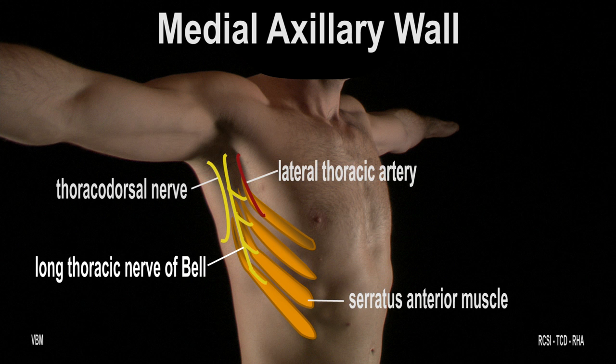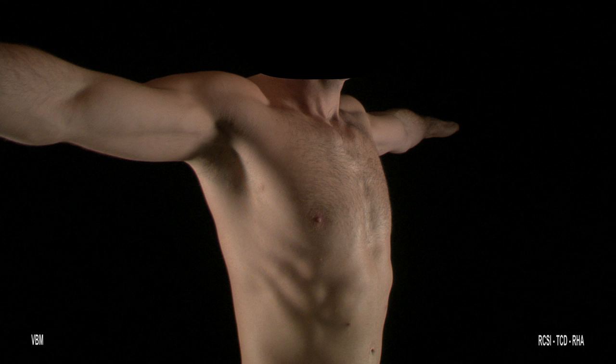Damage to the long thoracic nerve of Bell must be avoided in axillary surgery, for example in breast cancer surgery. If this nerve is damaged, this would result in winging of the scapula. There will be impaired shoulder abduction and loss of function.